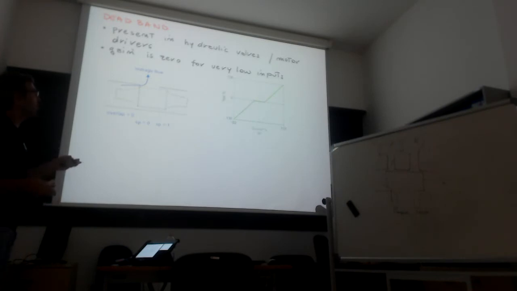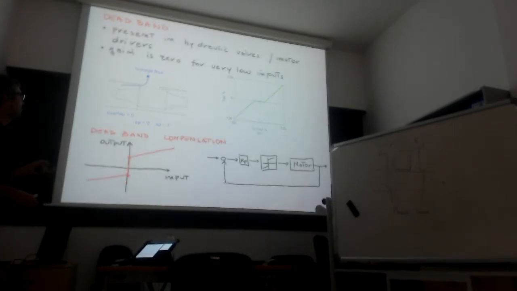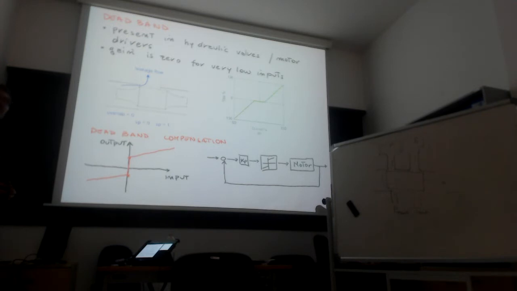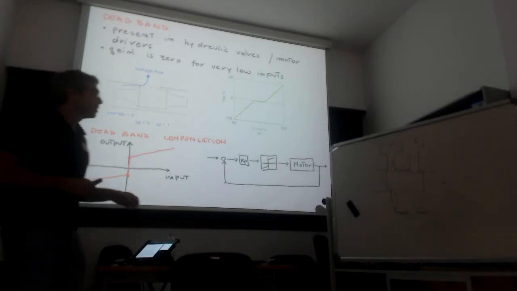So it's like you have 0 gain here. And so whenever you want to change the direction of the flow, you need to take this deadband into account, because otherwise you have a non-continuous contraction. Overlap of what? Of the spool.